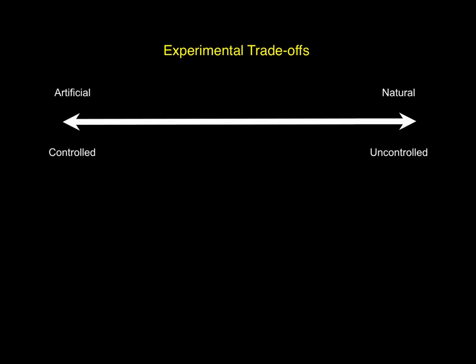So if we think of an experiment as a continuum that can fall anywhere from a very artificial but controlled stimulus to the real world or a natural stimulus that's completely uncontrolled, you really have the whole space to work in. And wherever you put your experiment, you're going to end up with certain types of trade-offs.